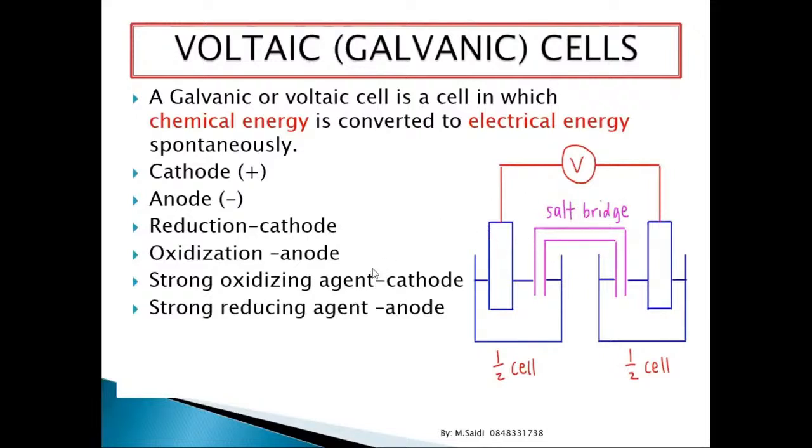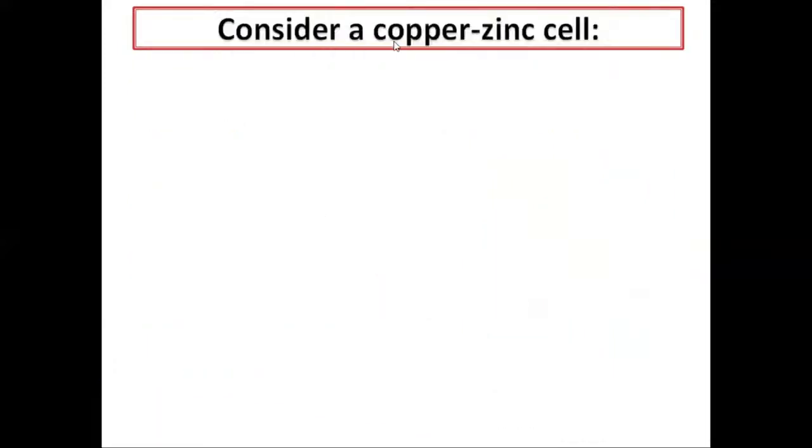So I will say that this is a red cat. This is a red card. So don't forget that. I'll tell you what it means. All right. So we are saying red card. What does it mean? Reduction at the cathode. Reduction at the cathode. Now we are going to have different examples.